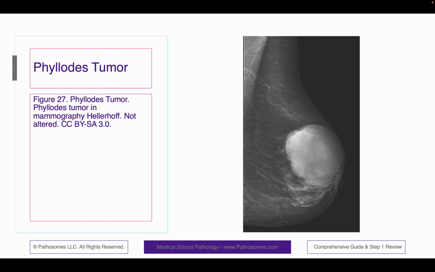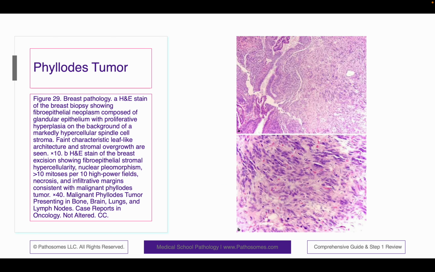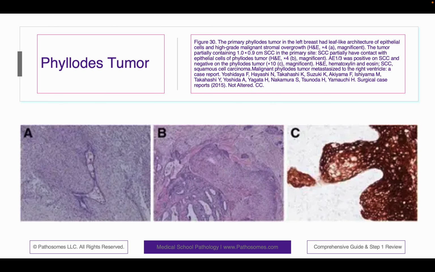Here we have a mammogram showcasing a phylloides tumor. And here we have histology showcasing the leaf-like pattern of phylloides tumor. And more histology showcasing phylloides tumor.